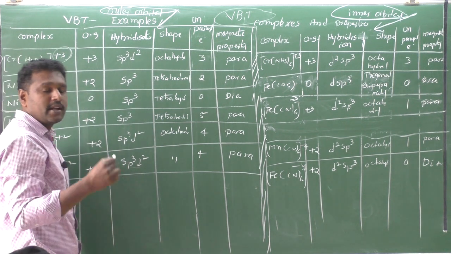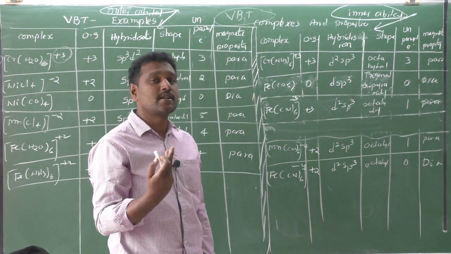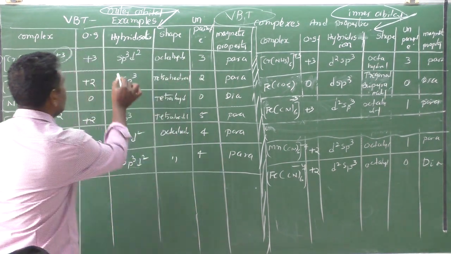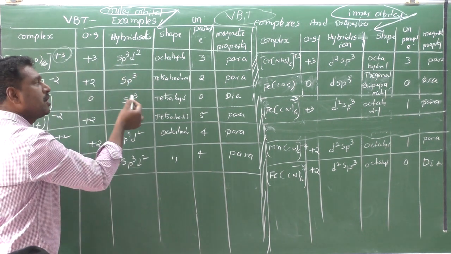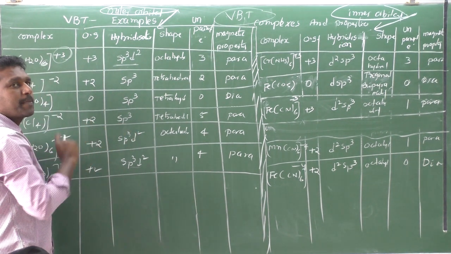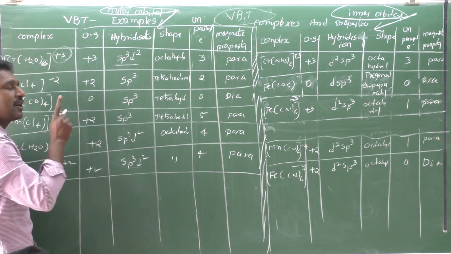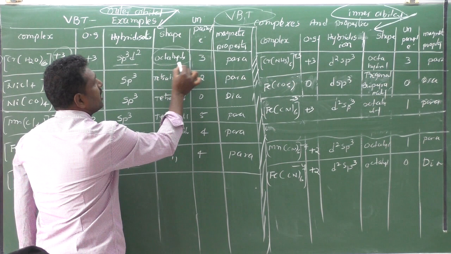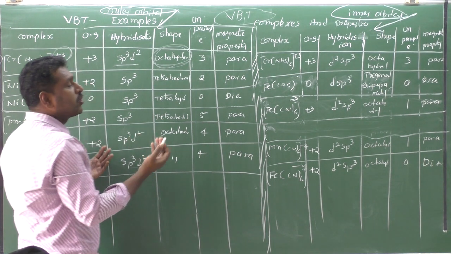So hybridization: in the case of a complex compound, how many ligands are there? Then we consider the hybridization. Here 6 ligands are there. Therefore, 6 ligands means sp3d2 is possible, d2sp3 is also possible. So two types of hybridizations are possible for that. First one is sp3d2, second one is d2sp3. We know that if the coordination number is 6, the shape is octahedral.